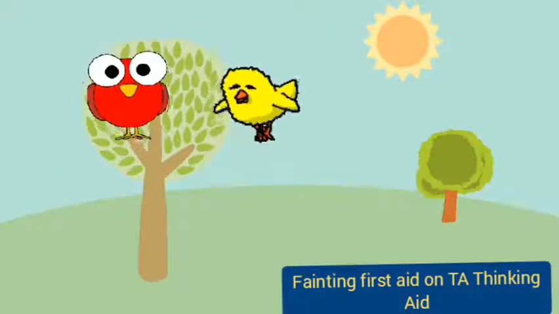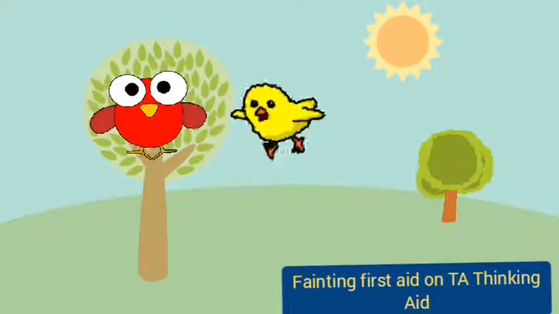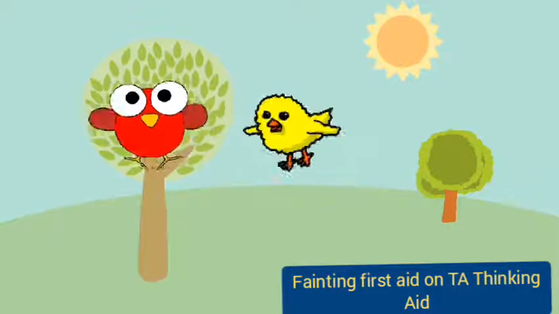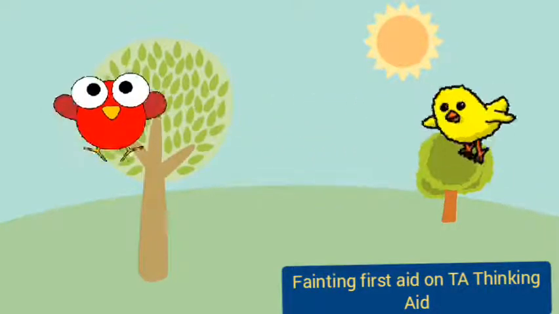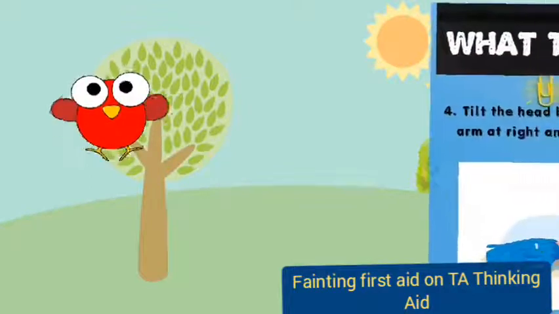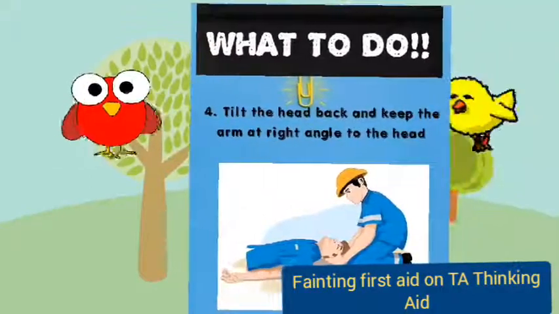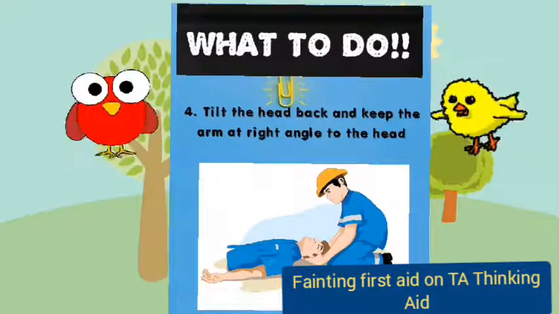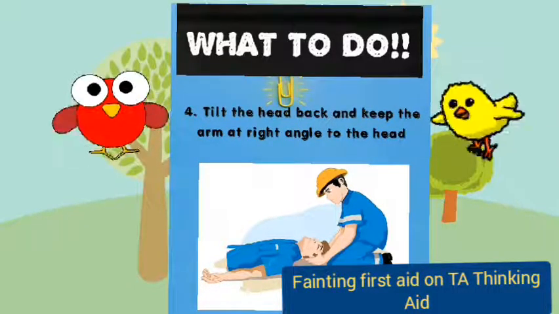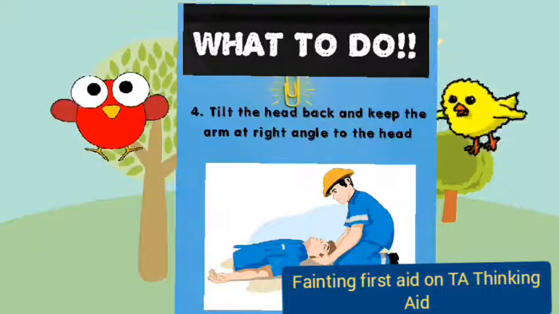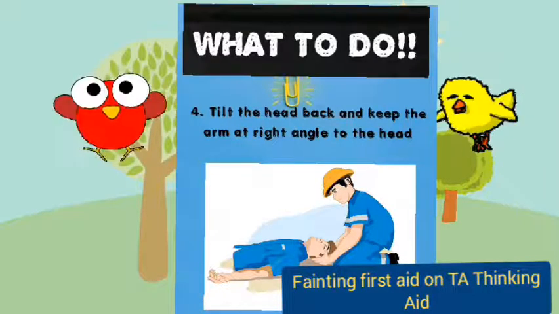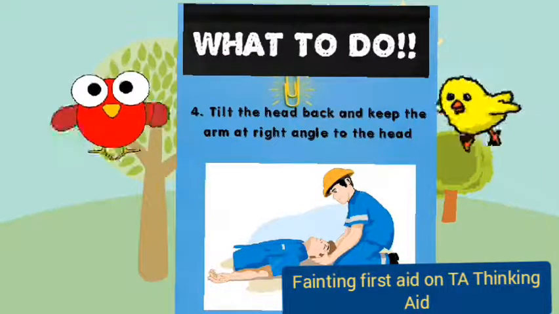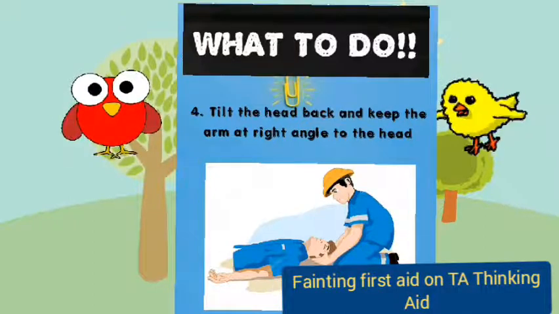After trying to examine the injuries or causes of unconsciousness, you have to tilt the head of the patient backward and keep the arm at a right angle to the head. Now, this procedure that you are seeing in the picture, Sister Jane, will help to secure the airway, because blockage of the airway is another reason that can cause somebody to faint.